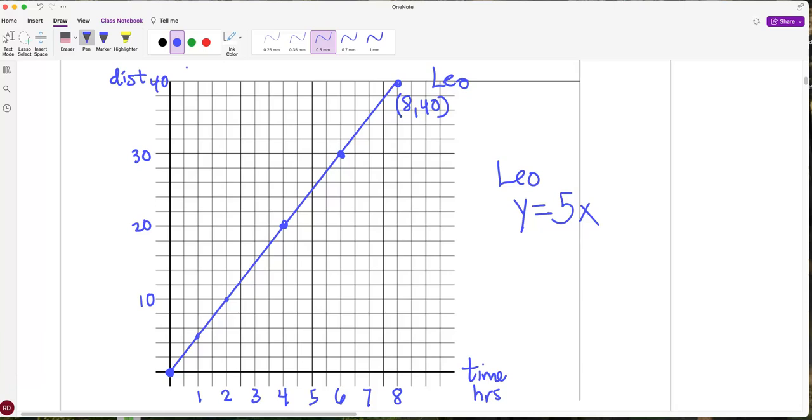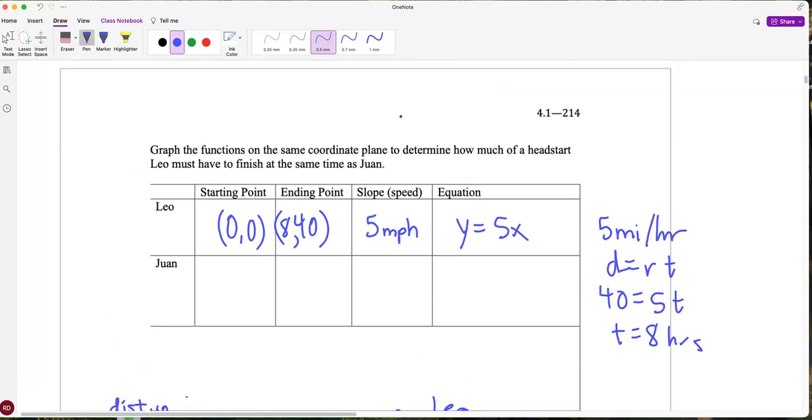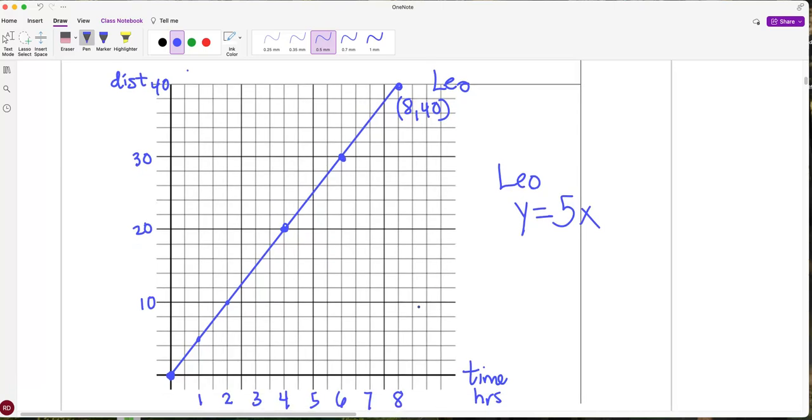Now, we know that Juan starts later. What we do know about Juan is he's going to have to end up at the same spot. We want them to meet at the same spot, and he's going 8 miles per hour. And so we've got to figure out the equation here, or we can just go to the graph. Okay, I know he has a slope of 8. So if I look at Juan's trajectory, he's got to end here, but the slope is 8. So 2, 4, 6, 8 over 1 right there. Okay, so he's going to have to end at the same spot.